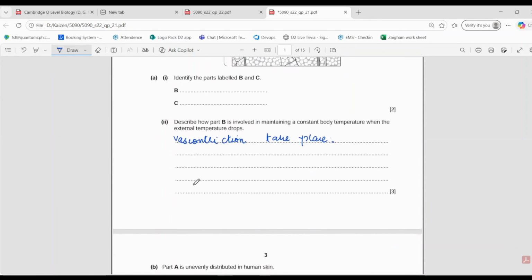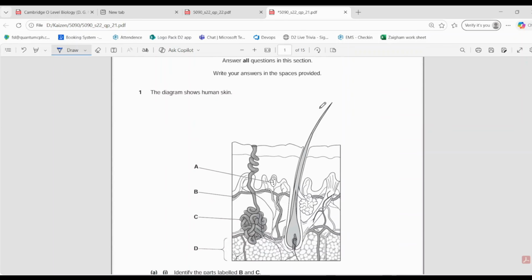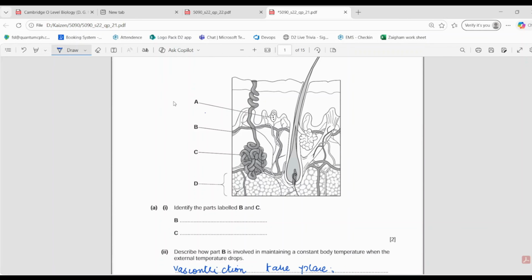The next one is part A is evenly distributed in the skin. These are certain parts on our skin. What do they do? I don't want to name it. What does it do? Part A. These are connected to nerves, but what are these? Receptors, correct. These ones are receptors.